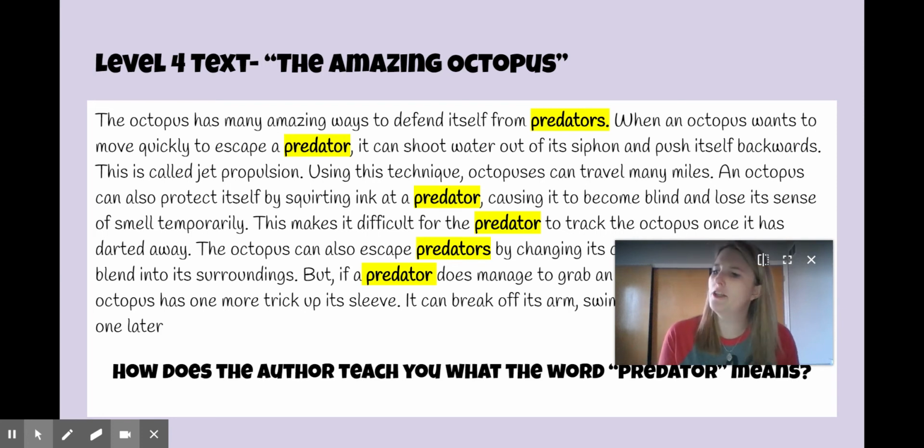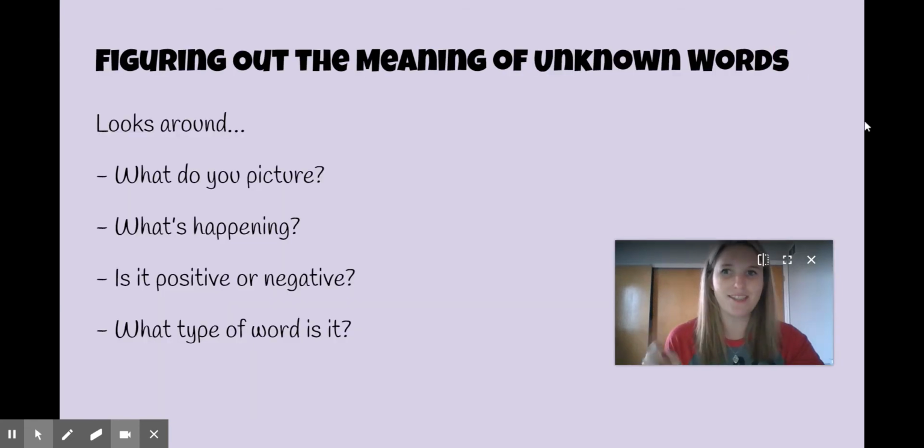Remember in 4th grade, let's think about 4th grade. This is a 4th grade text here. Maybe you learned that sometimes the author doesn't come right out and say the definition like we saw in level 2. Instead, it's tucked away with all sorts of clues. And remember, we're going to talk about context clues. So let's see if we can use any of these strategies to help figure out what this word predator means in this section.